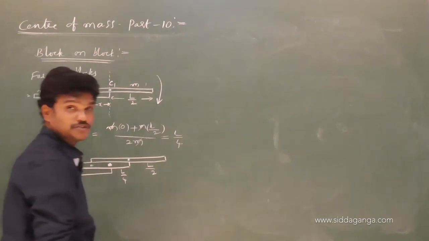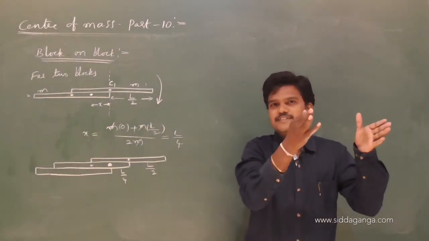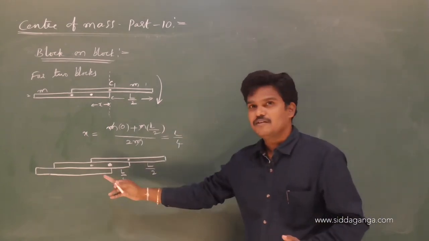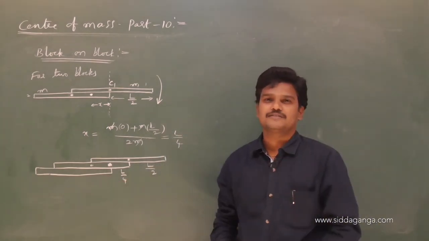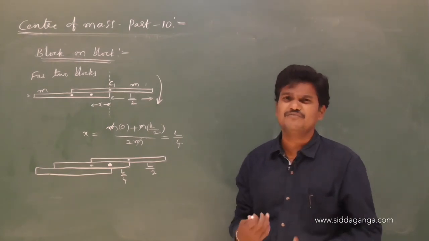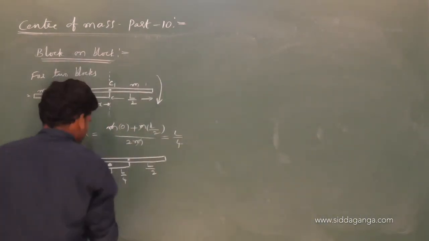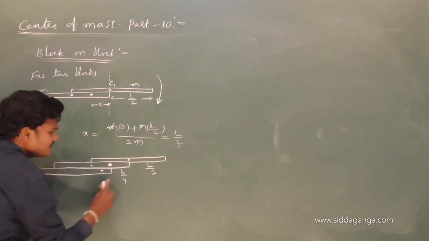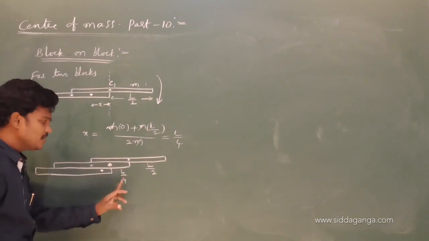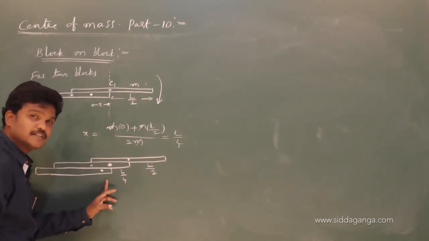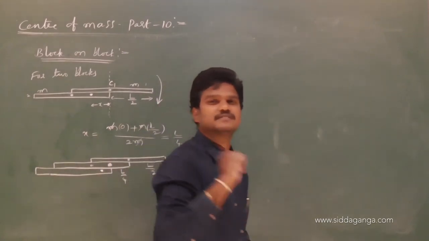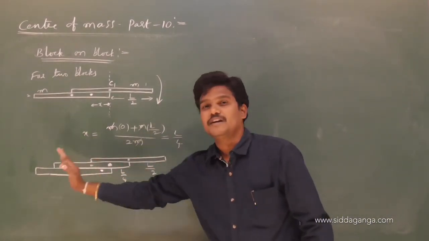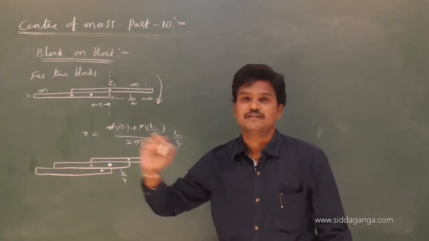Now, this is for three blocks. The first block is at L by 2. The second block is at L by 4. If they give 4 blocks, imagine now, the center of mass of these three will be somewhere here. Where is it exactly, tell me. L by 2, L by 4. Check it. Is it L by 6 or L by 8? L by 6. Okay. Next, L by 8, L by 10. Like that it will come.